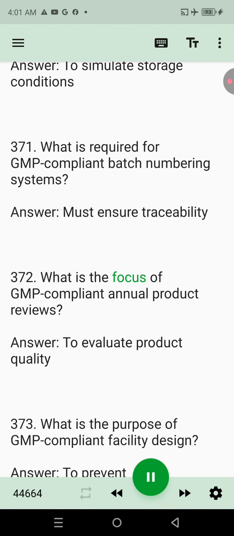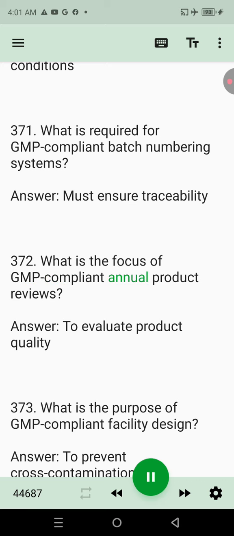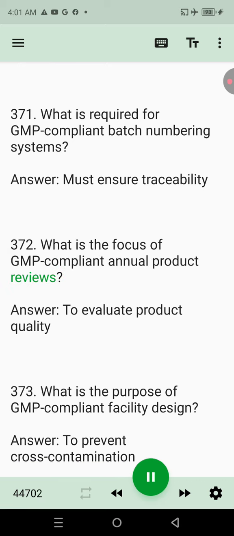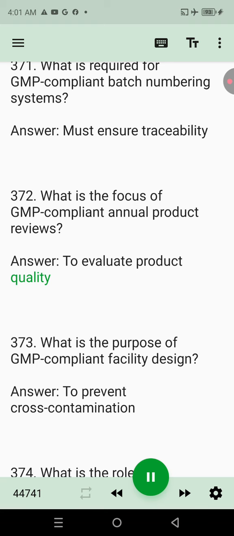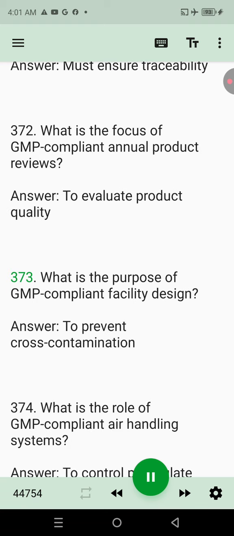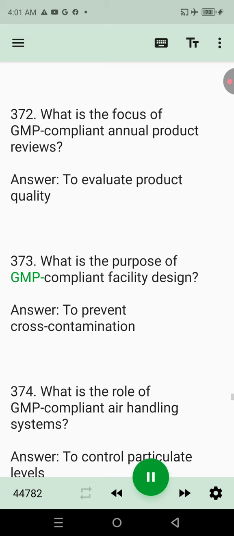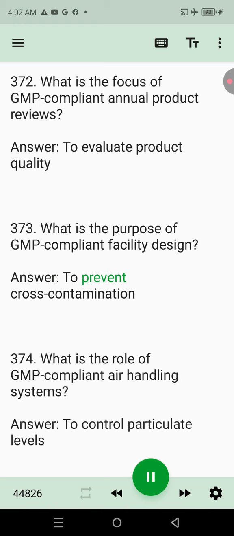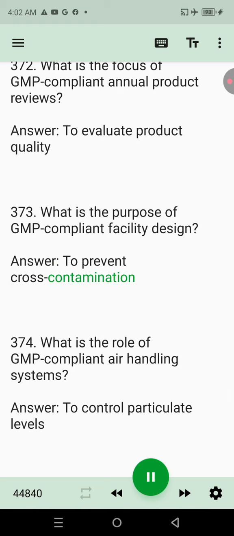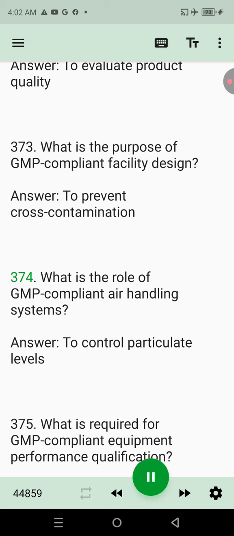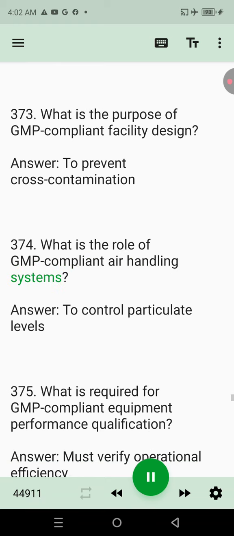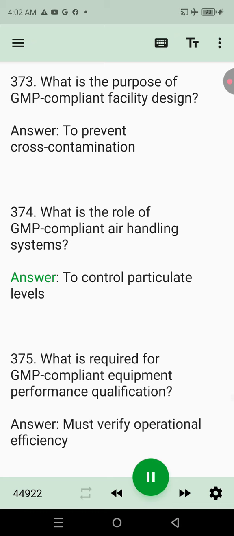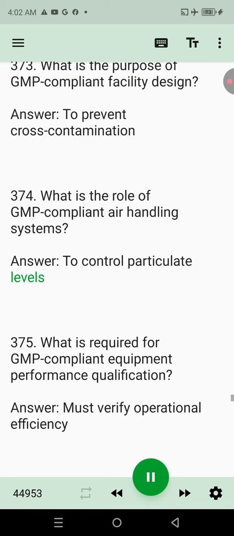372. What is the focus of GMP-compliant annual product reviews? Answer: to evaluate product quality. 373. What is the purpose of GMP-compliant facility design? Answer: to prevent cross-contamination. 374. What is the role of GMP-compliant air handling systems? Answer: to control particulate levels.